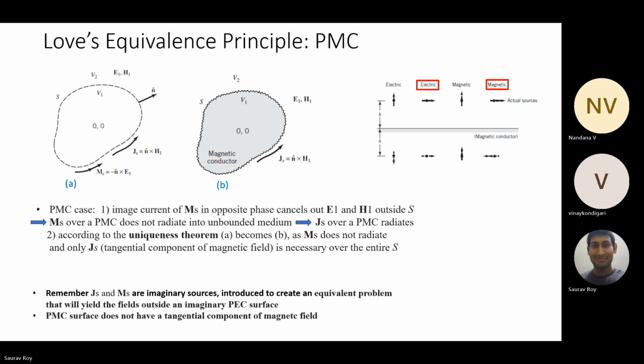So from Love's principle, if I place a magnetic conductor over the surface, what happens? It will be different obviously. Now you see only Js is there. Ms is cancelled out because Ms and its image source are in opposite phase. But the electrical sources are in the same phase, so they will contribute to the calculation of U1 and H1. So in Love's equivalence principle for PMC, we will have only Js equals n cross H1.